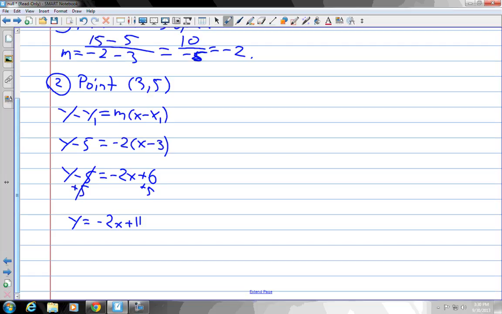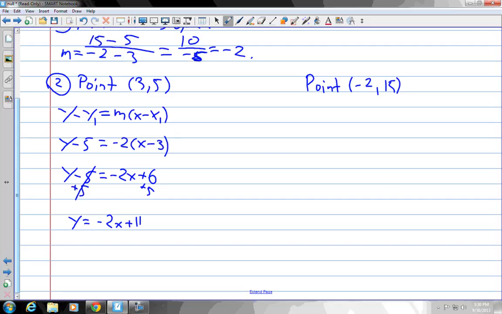What is the y-intercept? And what is the slope? Negative 2. Don't write this down. I'm just going to do this really quickly using the other point, just to show you that the answer will come out to be the same.